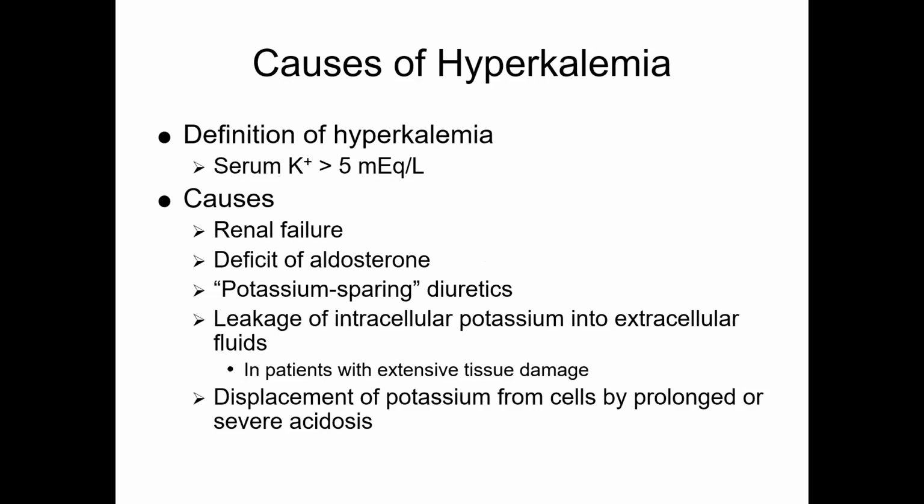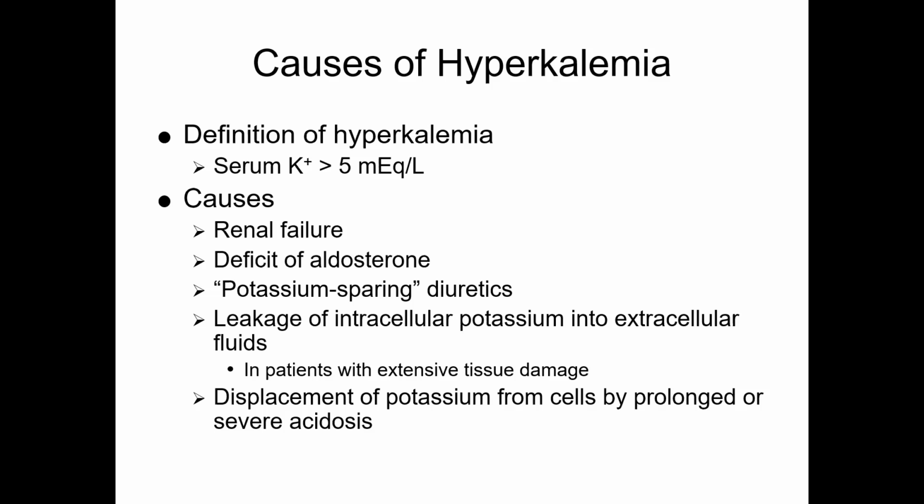In the case of hyperkalemia, we usually have a potassium level greater than 5. Causes of this include kidney failure because the body's not able to release the acids or the potassium, deficit of aldosterone, so we don't have enough aldosterone in the system, use of potassium sparing diuretics, so this would be like spironolactone, and these prevent potassium from being excreted. And then in addition to that, your patient might be on an ACE inhibitor, and that may be causing them to retain the potassium.